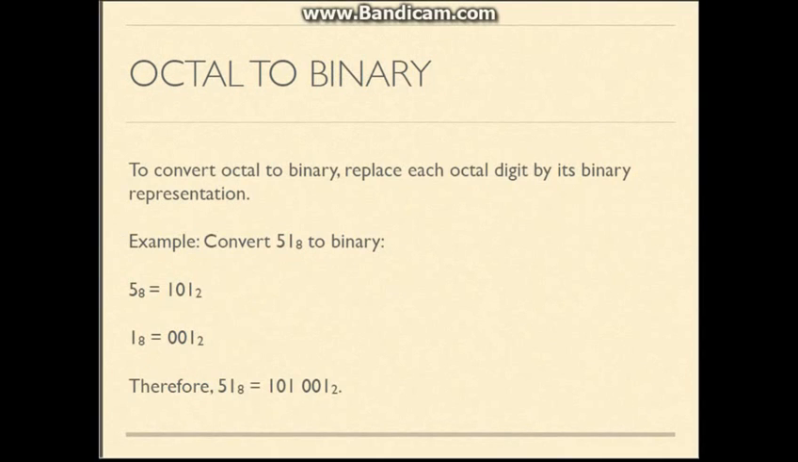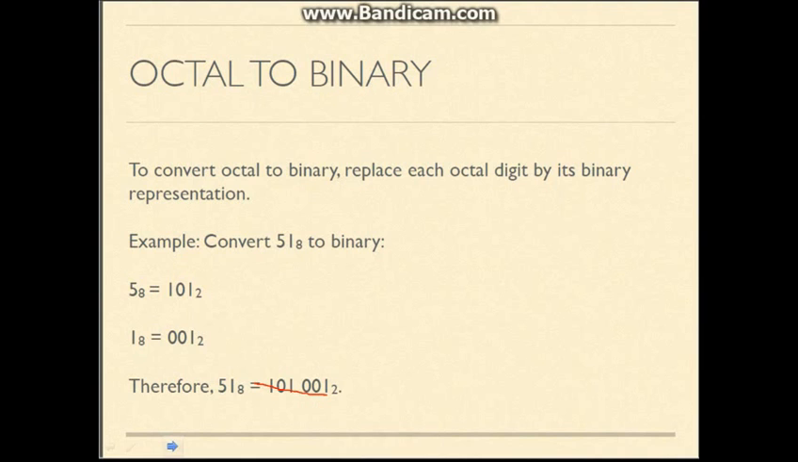Let's move on to a slightly more complicated octal to binary. To convert octal to binary, replace each octal digit by its binary representation. For example, convert 51 to binary. So first take the 5 octal, and it is written as 101 in binary. Then 1 octal is written as 001 in binary. Therefore, just put both of them together and you get that 51 octal is 101001 binary. It's as simple as that.